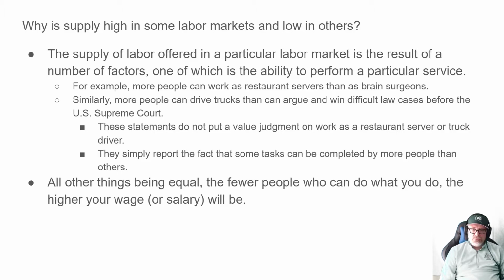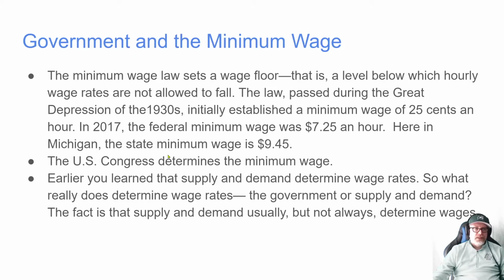All other things being equal, the fewer people who can do what you do, the higher your wage or your salary is going to be, which just makes sense. So, the government and minimum wage. The minimum wage law sets a wage floor. That is, it's the level below which hourly wage rates are not allowed to fall. And the law was passed during the Great Depression in the 1930s, and it initially established a minimum wage of 25 cents an hour.